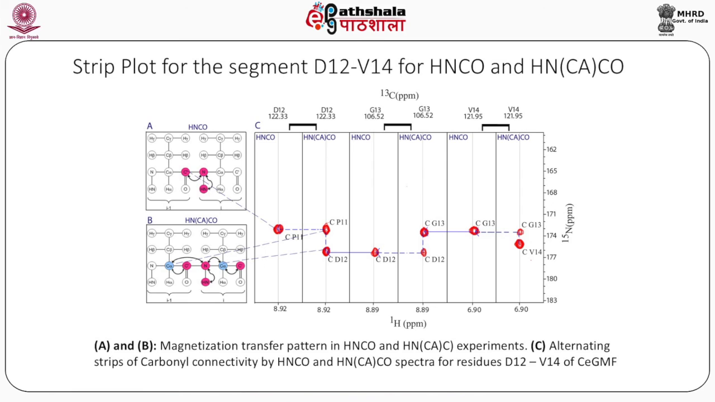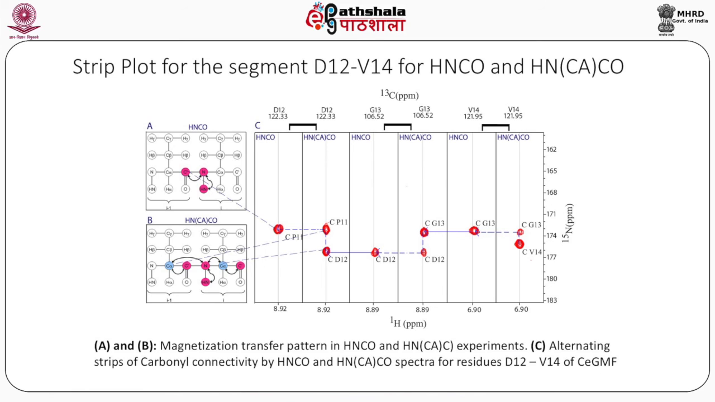And next we see the HNCO strip of glycine 13. Again it shows a single peak which corresponds to the carbonyl of the preceding residue, which is your D12. And similarly in D12 we see the preceding peak which is for proline 11. And in HNCA-CO you can see that there are 2 peaks in every strip.